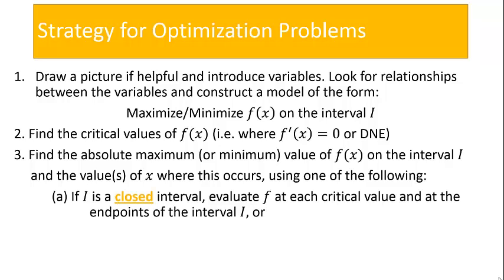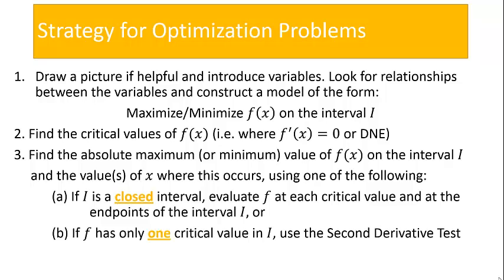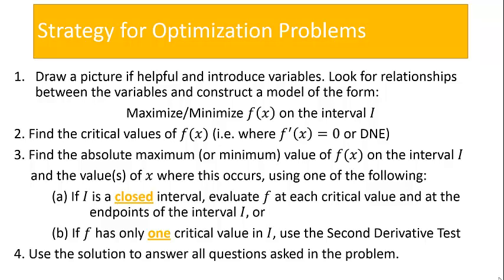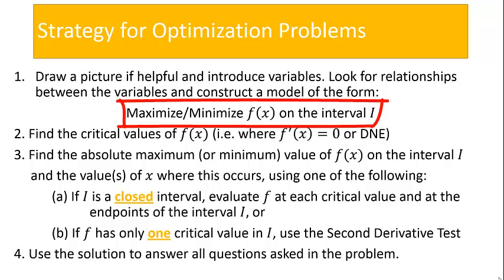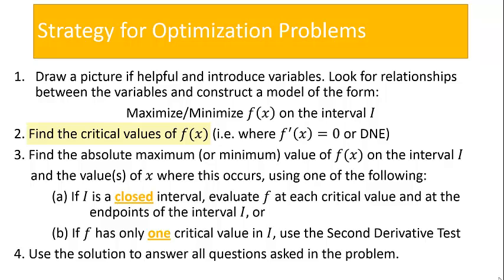If I is a closed interval, evaluate f at each critical value and at the endpoints of the interval. Or, if f has only one critical value in our interval, use the second derivative test. Finally, use your solution to answer all questions asked in the problem. Note that the difficulty lies in the first step, determining the function to maximize or minimize, and determining an appropriate interval. After this first step, the problems are extremely routine. Take the derivative and set it equal to 0 to find the critical values. Prove the critical value is an absolute maximum or minimum, and answer the questions.